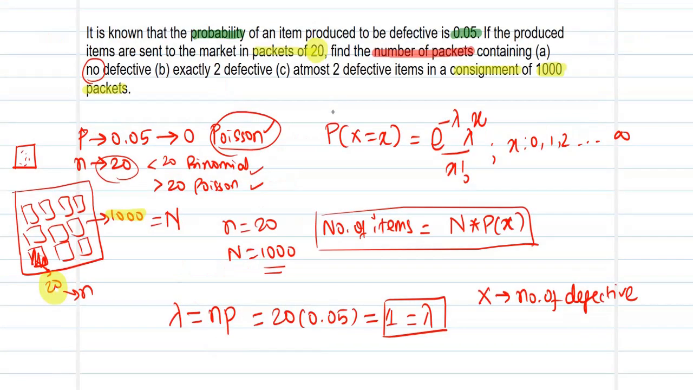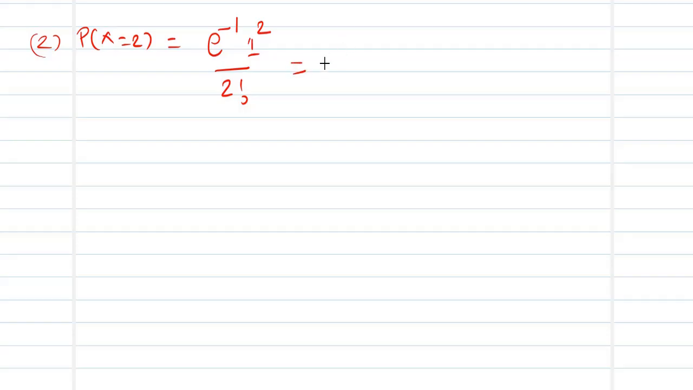Now moving on, the second question asked us exactly 2 defective. So the next thing which we need is the subdivision for exactly 2 defective. So this is e to the power of minus lambda, lambda to the power of 2 by 2 factorial. So this is going to be equal to e to the power of minus 1 divided by 2. Go estimate your value for x equal to 2. So this will give me 0.3678 by 2. This gives the value as 0.1839. So now this is going to be the probability for one packet with n equal to 20.